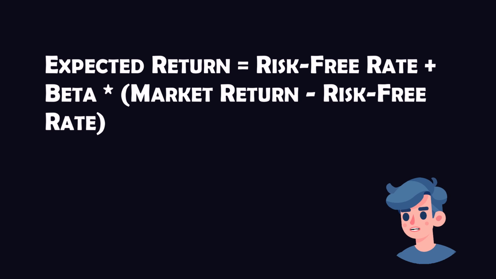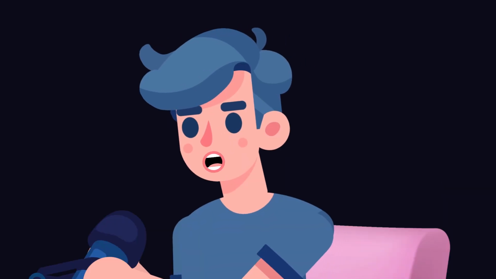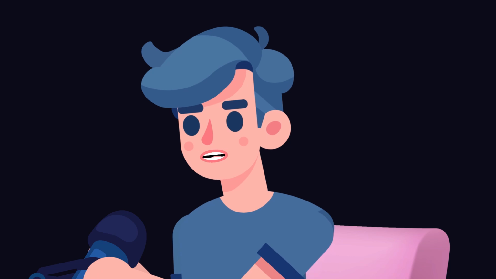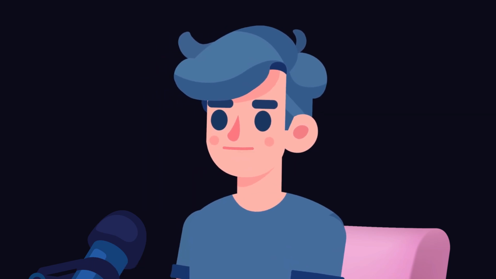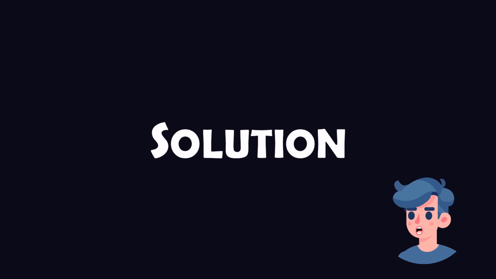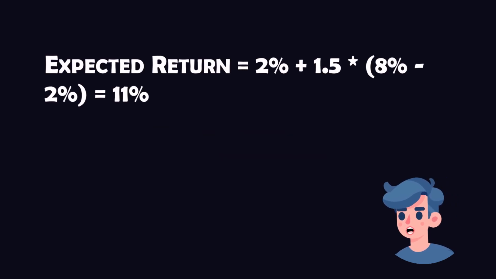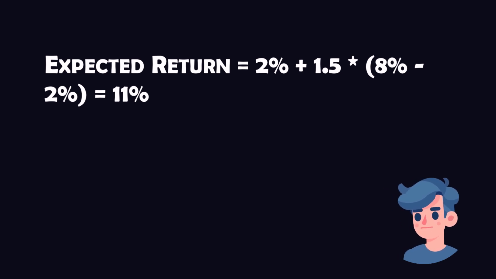According to CAPM, the expected return on an investment is the sum of the risk-free rate and the risk premium. Consider an example where the risk-free rate is 2%, the market return is 8%, and a stock's beta is 1.5. What is the expected return on the stock? Using the CAPM formula, expected return equals 2% plus 1.5 * (8% - 2%) equals 11%.